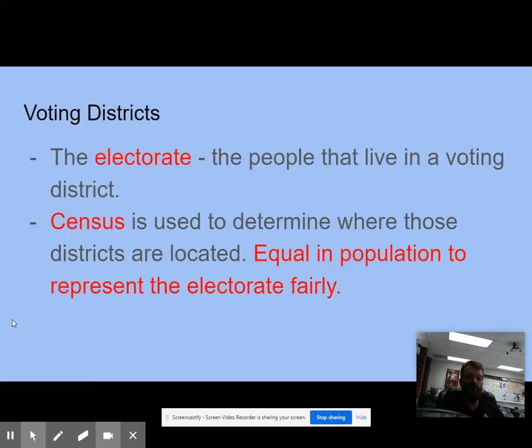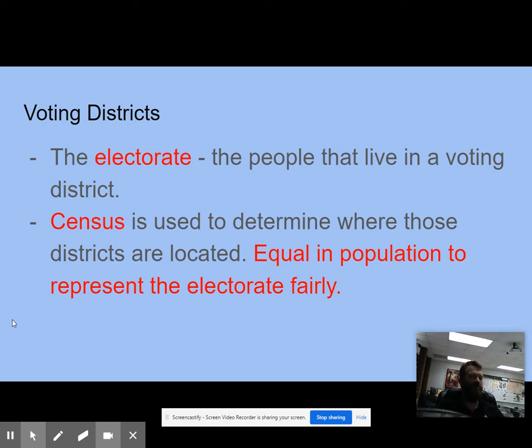Okay, so voting districts, this talks about inside. So this is internal instead of kind of international. The electorate is the people that vote. So in our last election, more people in our electorate voted than at any other election in the history of the United States. So the electorate are the actual people that do the voting. The census determines where those people are located. So they determine the districts that those people come from. Those districts are equal in population as much as possible so that they can represent people fairly, kind of.